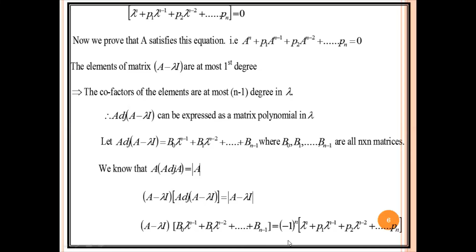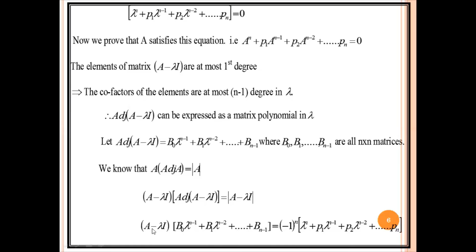Now expand. After that, we have to write down the coefficients of like powers. We are comparing the coefficients of like powers. First we are going to compare the coefficient of lambda to the power of n on both sides. Here, the lambda to the power of n coefficient: lambda into lambda to the power of n minus 1 becomes lambda to the power of n.